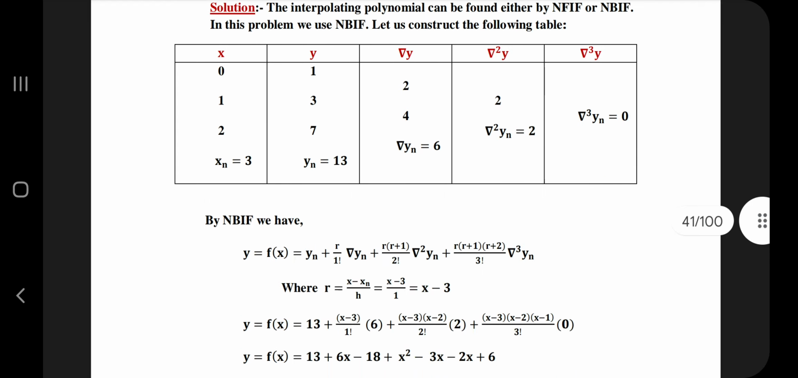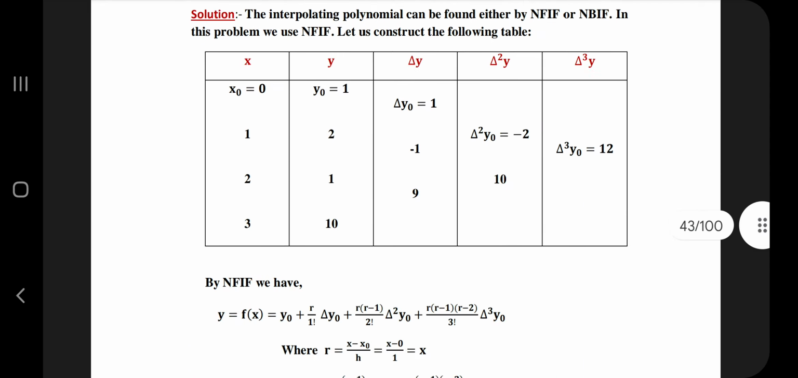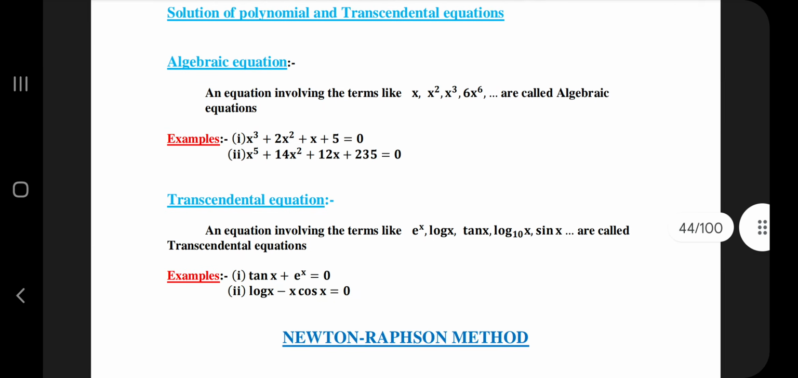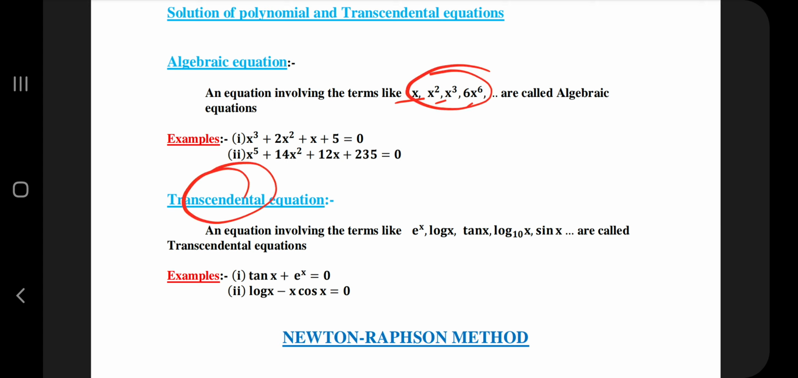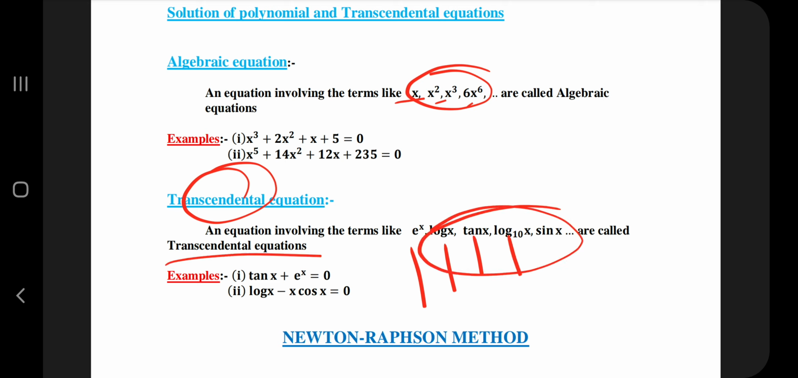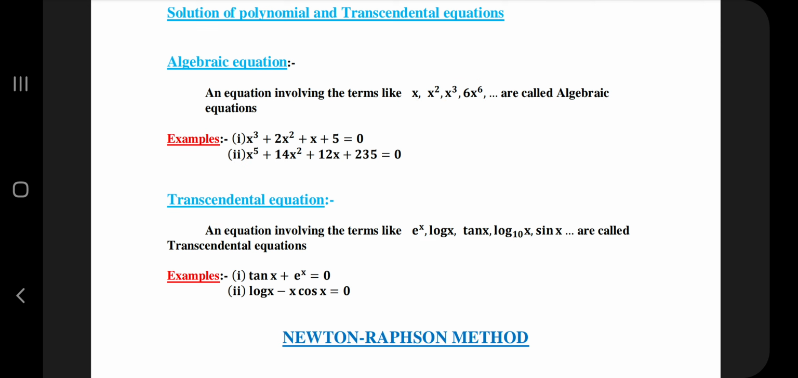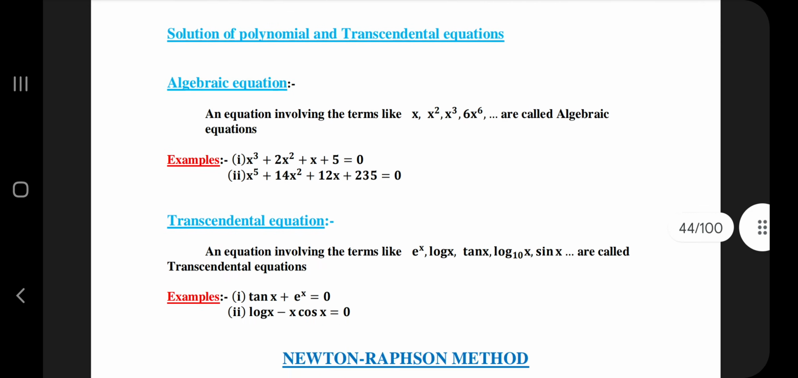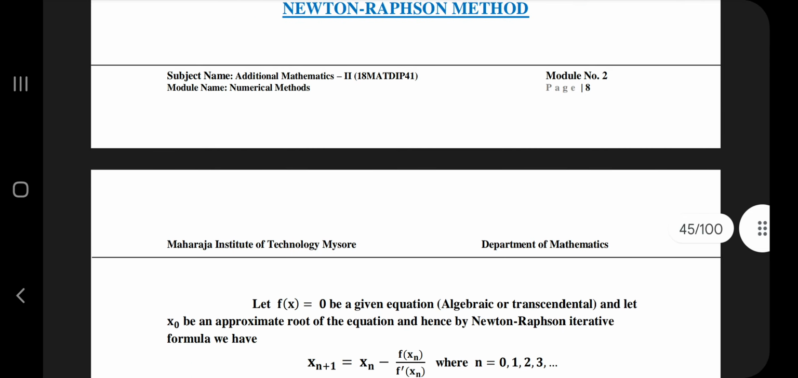Okay, so basically what we'll be doing here is seeing the definitions of each of these. All you have to remember is this one: algebraic equation and transcendental equation. What is an algebraic equation? Like x square, 6x power 6, those things. I hope you get what I mean. And a transcendental equation is like e power x, log x, tan x, log power 10x. When those things come, they are transcendental equations.